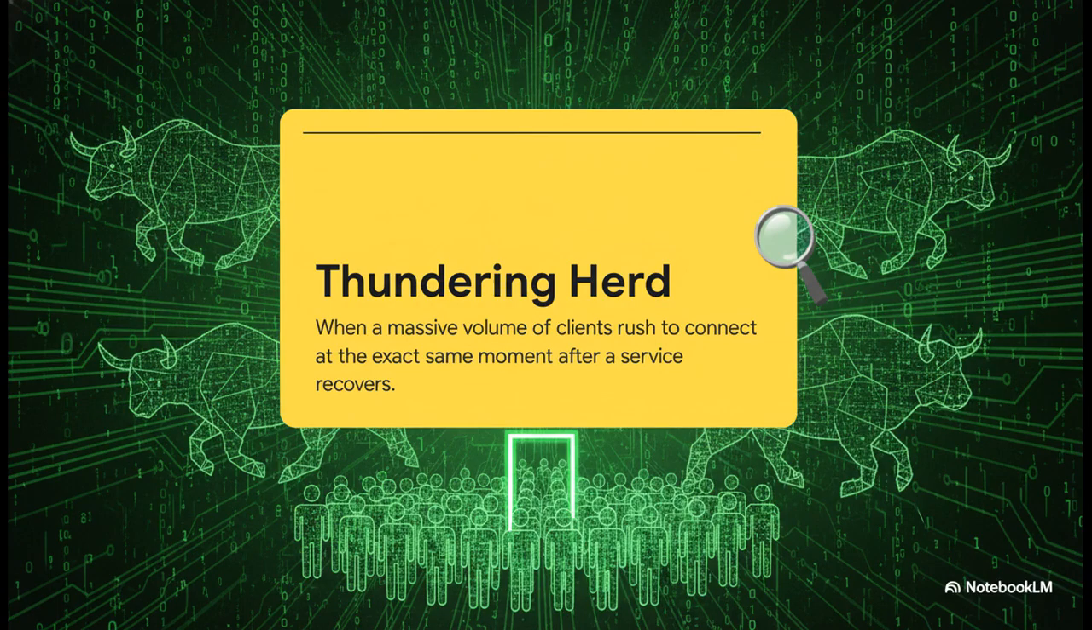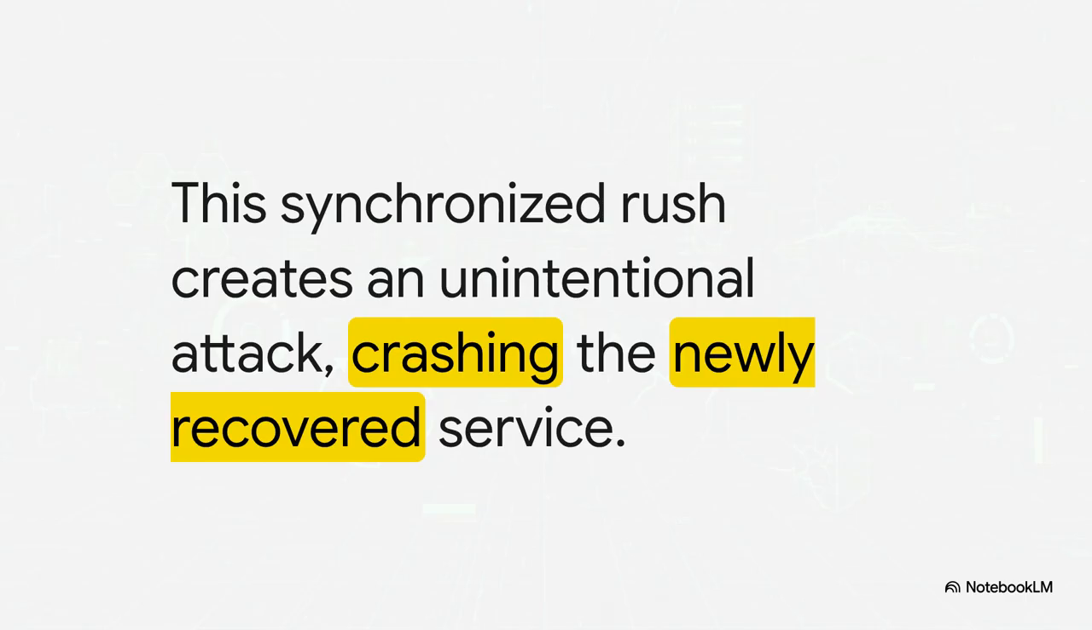It's chaos. It's like an entire stadium full of people trying to cram through one tiny little door all at once. This synchronized rush creates what we call a retry storm. It's basically an unintentional, self-inflicted denial of service attack. It immediately overwhelms the service that just recovered, causing it to crash all over again. You get stuck in this vicious cycle.